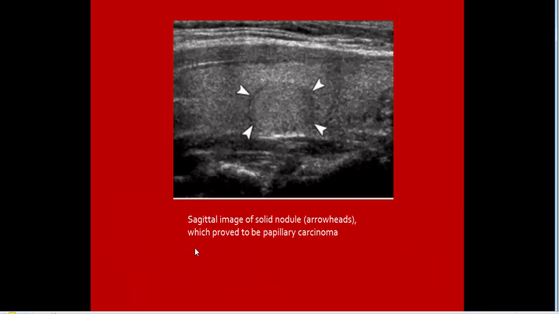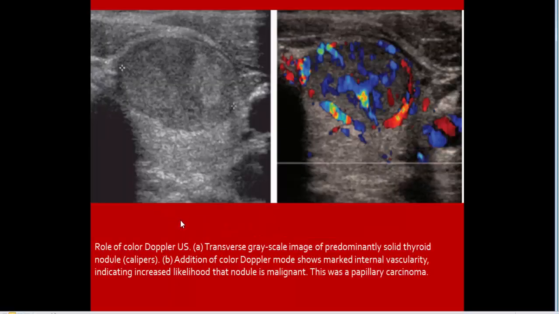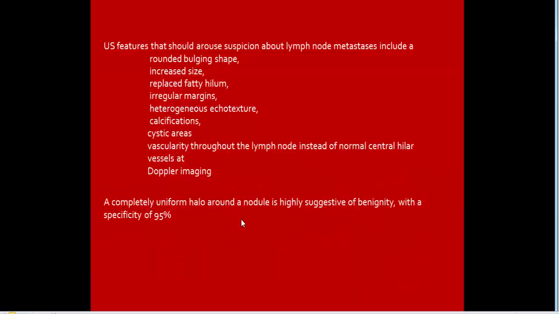This solid nodule was proved to be papillary carcinoma. This is the role of color Doppler, type A or B Doppler study. According to the resistive index, a high resistive index is indicative of malignancy. Transverse grayscale image of a solid thyroid nodule. Color Doppler shows marked internal vascularity, indicating increased likelihood of malignancy. The nodule is papillary carcinoma.